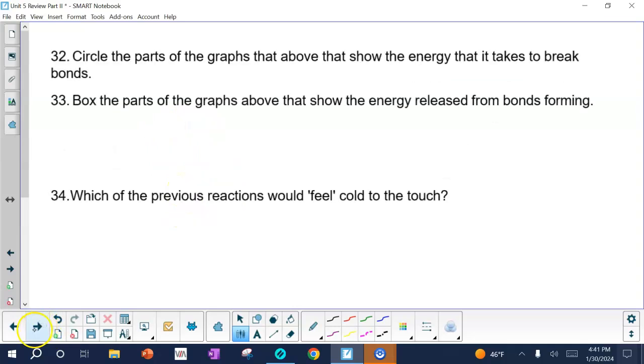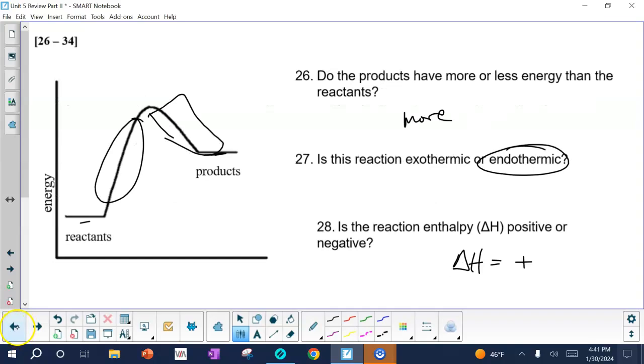And then finally, it says which of the previous reactions would feel cold to the touch? The ones that feel cold are going to be the endothermic, the ones that are absorbing heat from the surroundings. If you are touching this beaker, this thing is taking place in this reaction, it's absorbing energy from the surroundings. Guess what? You are the surroundings. This one is the endothermic reaction.